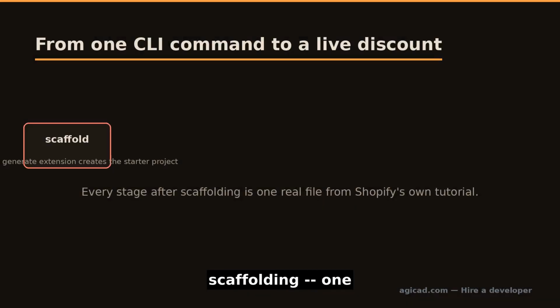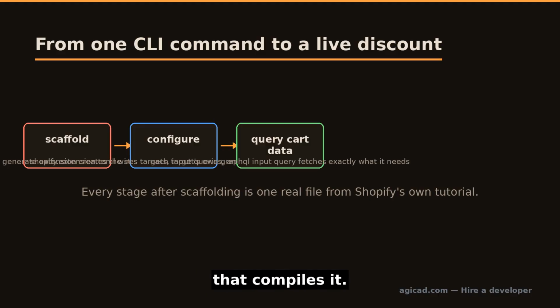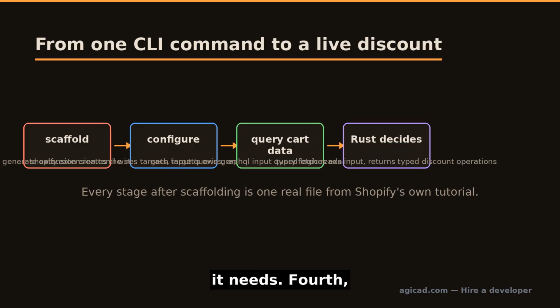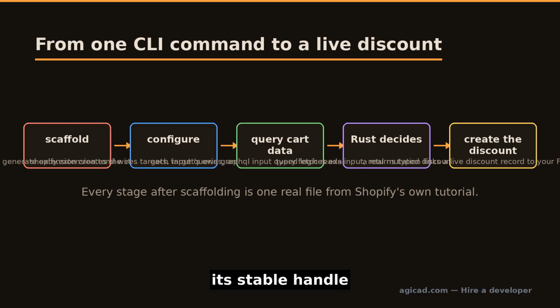First, scaffolding: one CLI command generates the entire starter project. Second, configuration: the extension's TOML file wires together which targets it handles, which input query feeds each one, and the exact command that compiles it. Third, each target's own GraphQL input query runs, fetching precisely the cart or delivery data that target declared it needs. Fourth, the Rust logic itself runs, reading that typed input and deciding what, if anything, to discount. And fifth, none of it does anything until a real discount record exists in the store and is pointed at your function by its stable handle. That's the step that actually turns code into something a customer can see at checkout.